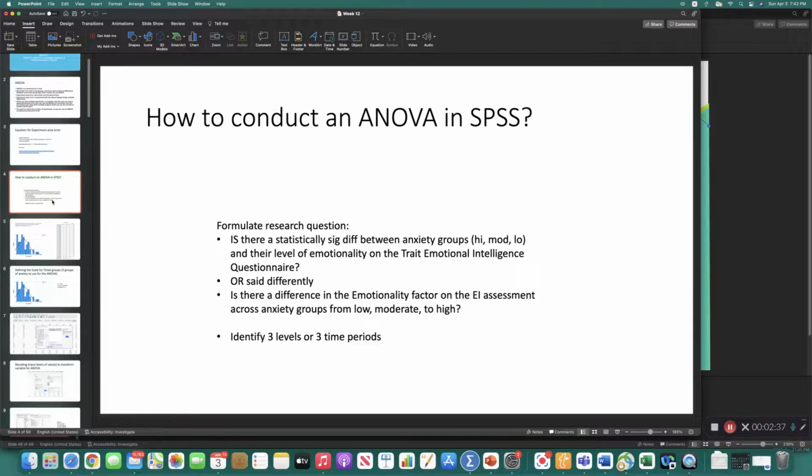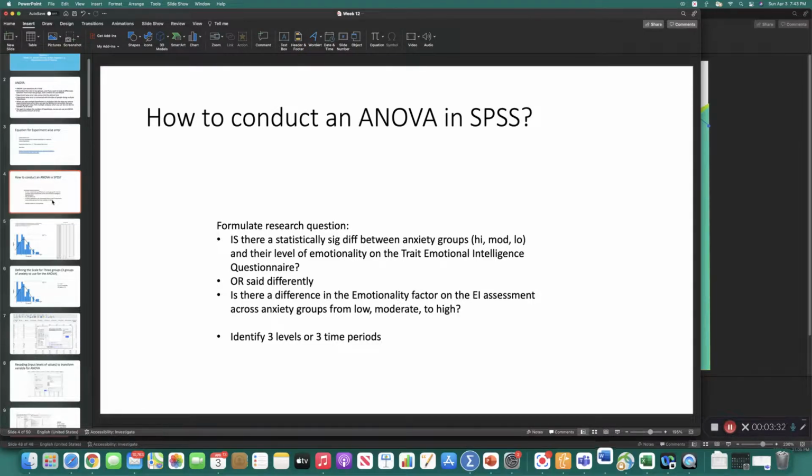The research question here was, is there a statistically significant difference between attachment-related anxiety groups, so high, moderate and low amounts of attachment-related anxiety, and their level of emotionality on the trait emotional intelligence questionnaire. I believe emotionality includes trait empathy, but I'd have to double check that. Emotionality is one of the 4 factors that comprise trait-based emotional intelligence. So we're looking at, based on what anxiety group an individual is in, whether this creates a statistically significant difference on this dimension of their emotional intelligence called emotionality.